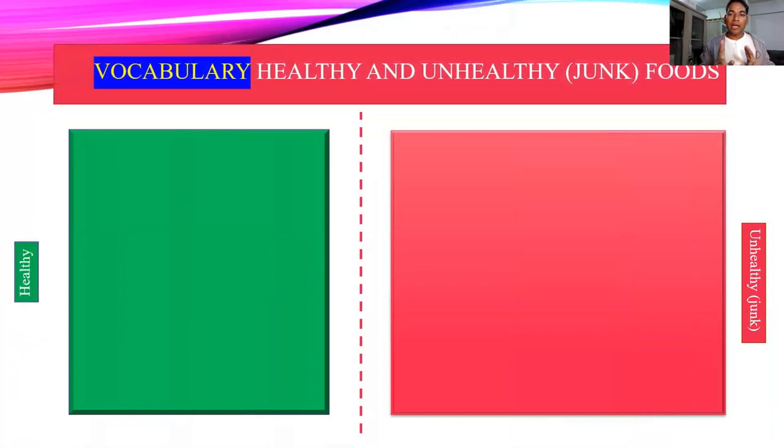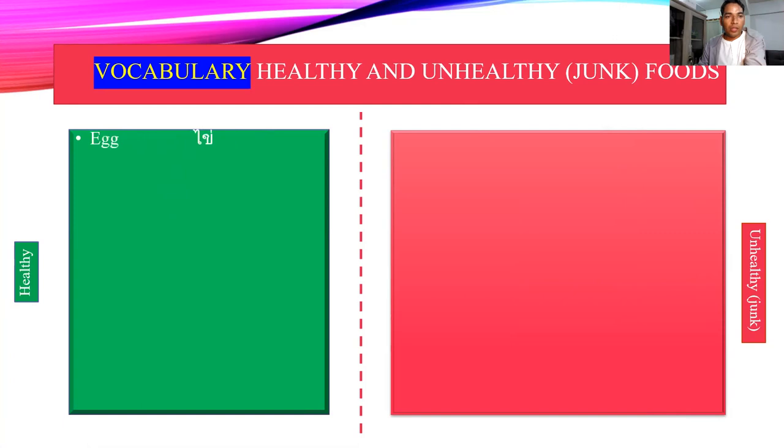Before, I told you, I have two categories. Number one category is green, and number two category is red. In the red category, we have the unhealthy foods. You can see the green is healthy. Number two is unhealthy. In this video, you will learn about healthy or unhealthy foods that are used for our life, for a long life, for a strong body.